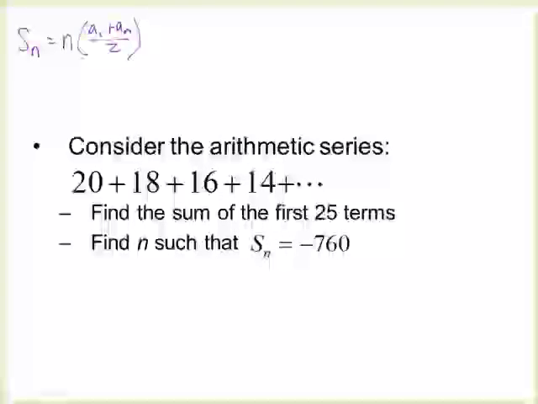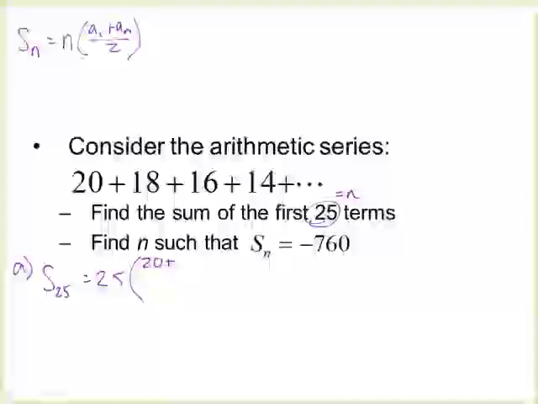Part A wants us to find the sum of the first 25 terms. So that means for part A, n is 25. So we're going to find s sub 25. n is 25. a sub 1 is 20. a sub n is the 25th term, but we don't know what the 25th term is.